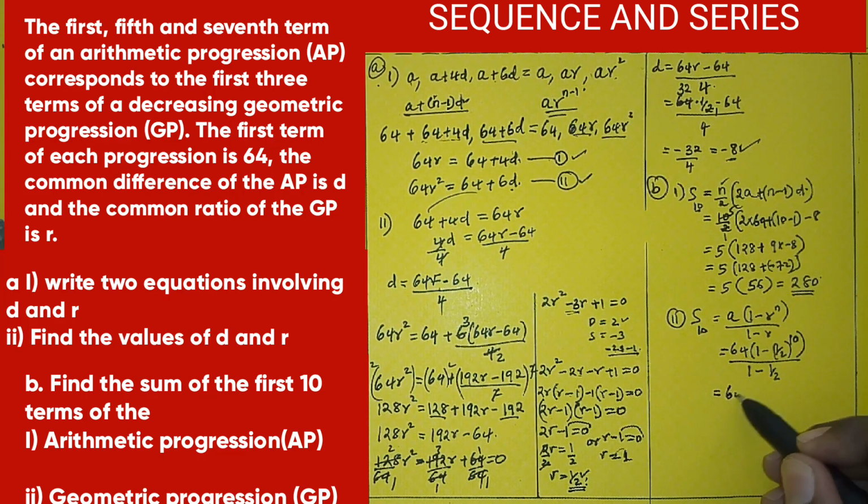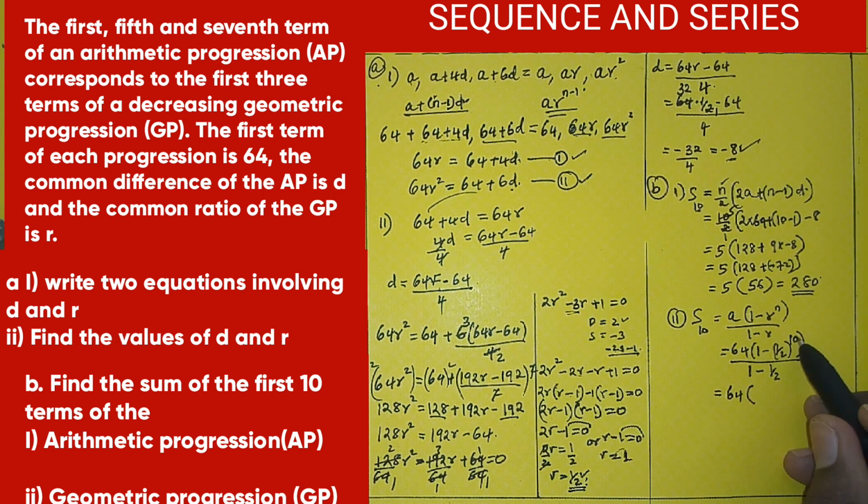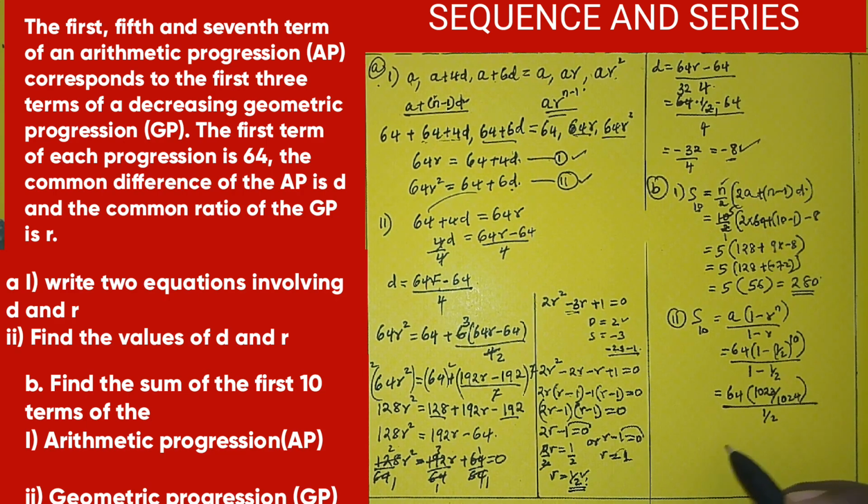So we are going to have 64 into bracket 1 minus a half to the power 10, we are going to get 1023 all over 1024, divided by 1 minus a half, we have a half. So here will be 64 times 1023 all over 1024, we are going to have 63.9375 divided by a half. So this will be 63.9375 times 2, which will be 127.875. So that is how you find the sum of the first 10 terms of the GP.